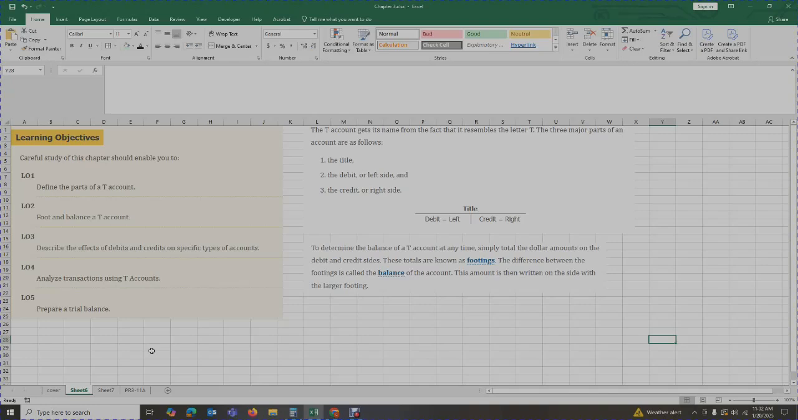Okay. To determine the balance of a T account at any point in time, we simply have to total the dollar amounts on the debit and the credit sides. Now, these totals are known as your footings. When you get the subtotals on the debit or credit side, that is your footings. The difference between the footings is the actual balance. Okay, and the balance is placed on the side with the highest balance, usually the normal balance of the account.